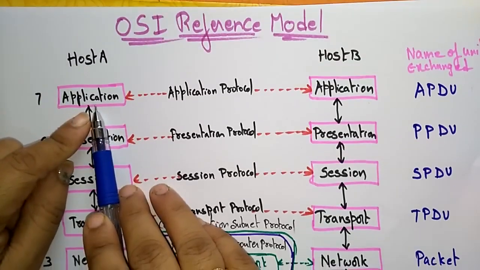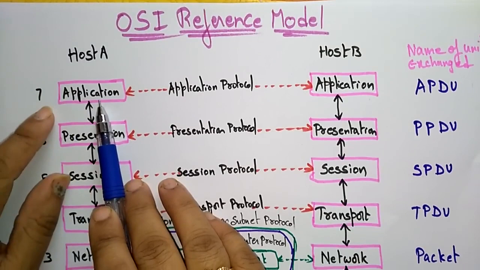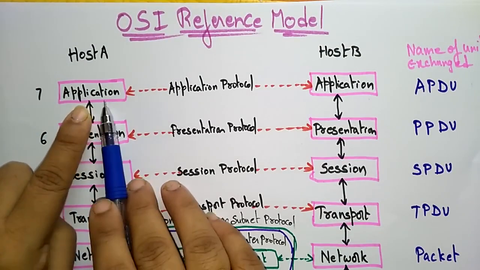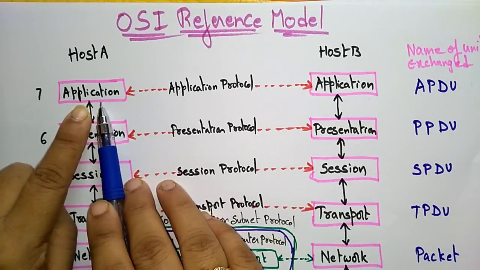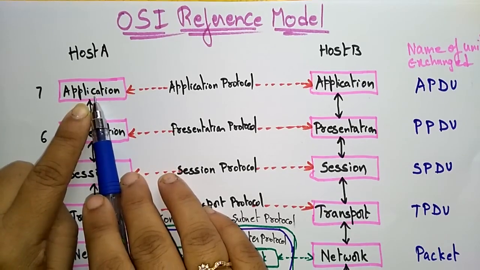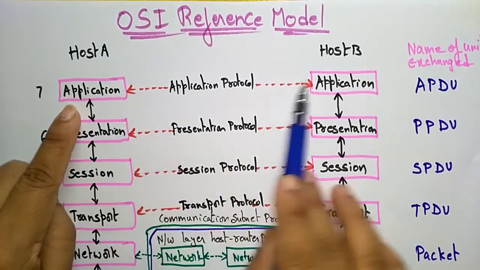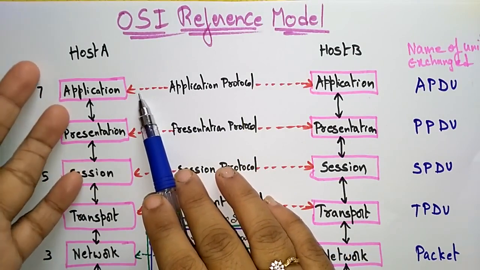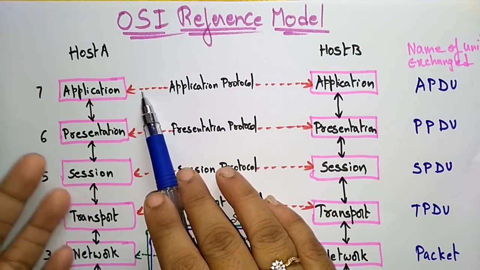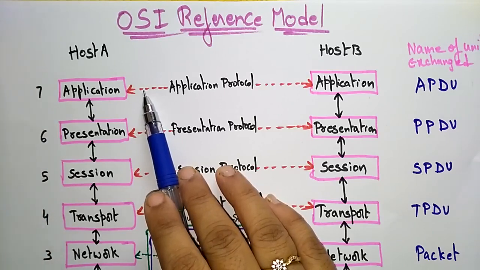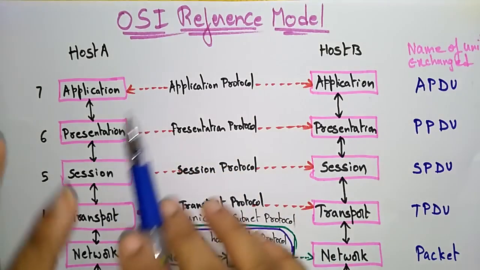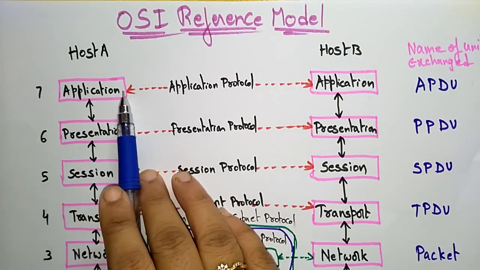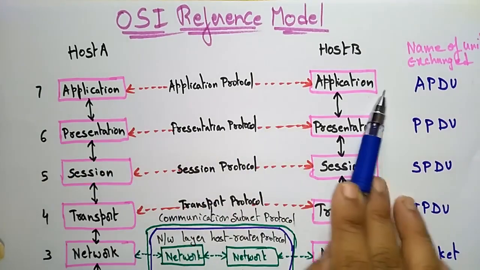Now coming to the application layer. This is the topmost layer and you call it the 7th layer. For this application layer, the name of the unit exchanged is Application Protocol Data Unit. Okay. So application is nothing but a user-friendly application. Examples are the browser you are using, or the Skype messenger. Another name for the application layer is the desktop layer, meaning whatever you are seeing on the screen is the application layer.